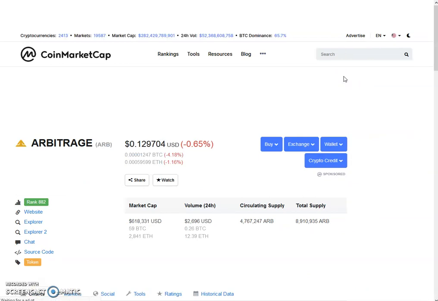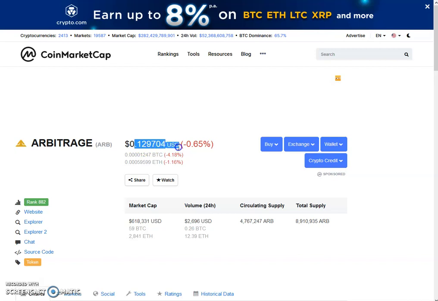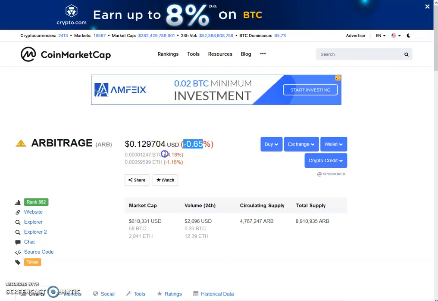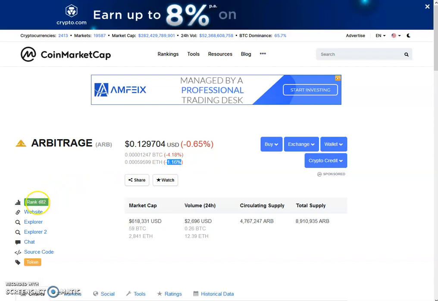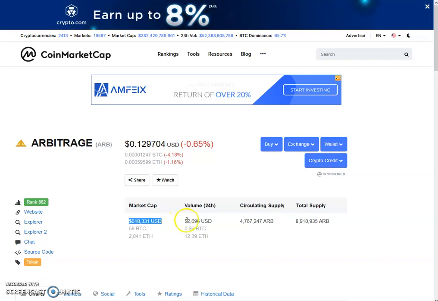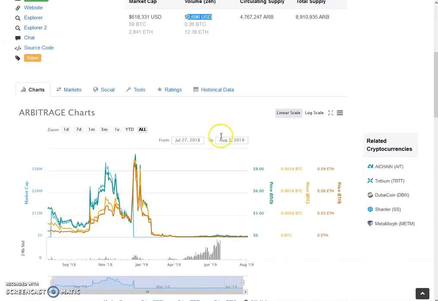Now let's check out the external exchange for ARB coin. It is a little bit down on the external exchange today, as yesterday it was 14 cents. Now it is 12.9 cents, which means almost 13 cents, which is 0.65% down. 4.18% down in the price of Bitcoin and 1.16% down in the price of Ethereum. 882 is the total rank, $618,331 is the total market cap, and $2,696 we have received in the last 24 hours as the volume.